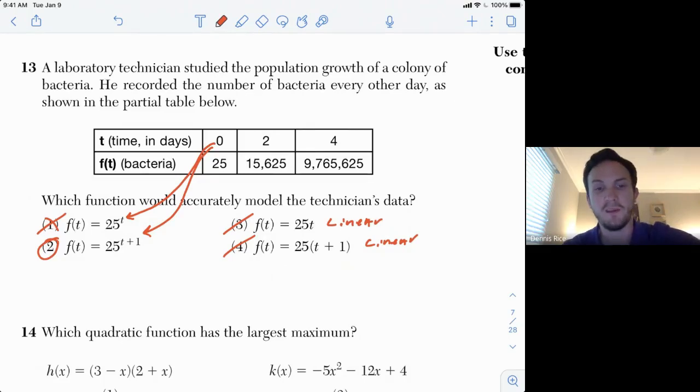You could type in, if you want to double check, type in 25, hit the exponent button, x plus 1, don't use t, and then go to your table and just verify that you see 0, 25, 2, 15,000, and so on. This is a good example of taking a question that looks scary and looks difficult and making it simple. Why did we cross off the linear? This did not have a constant rate of change, just even eyeballing it. You don't even have to do slope. Is this going up the same amount each time? Definitely not. It's exponential. It's going up rapidly.